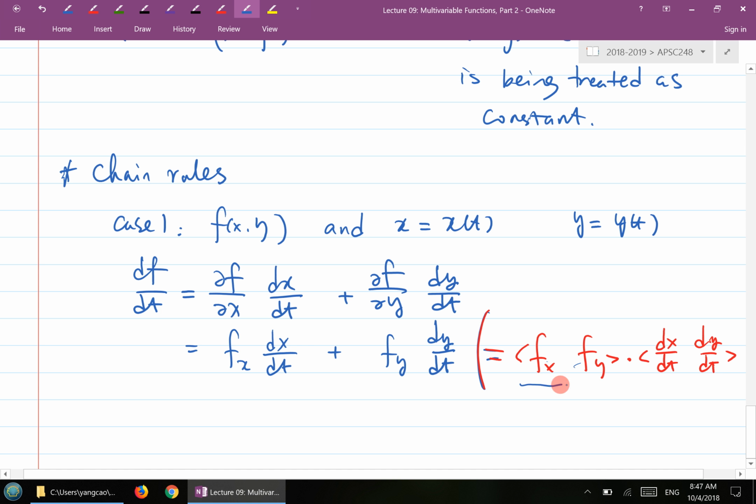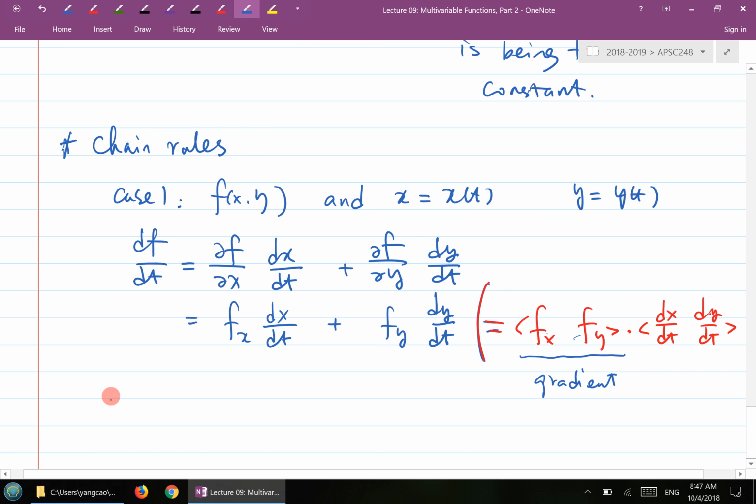Incidentally, this is what we're going to cover next. This is basically called the gradient, but not for today's topic. That's the first kind of chain rule here.